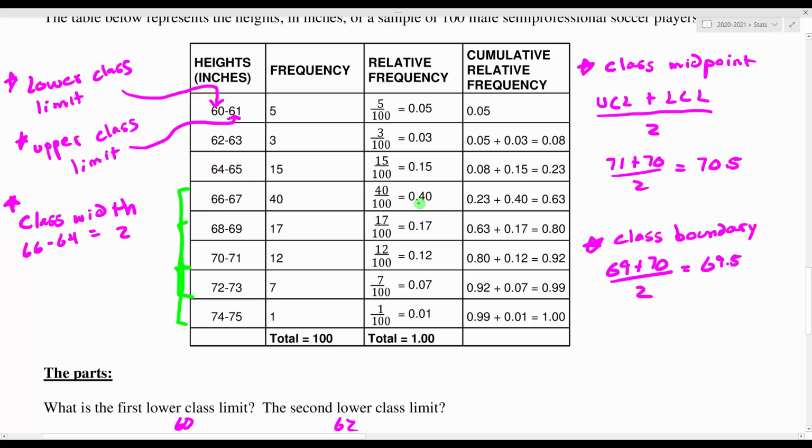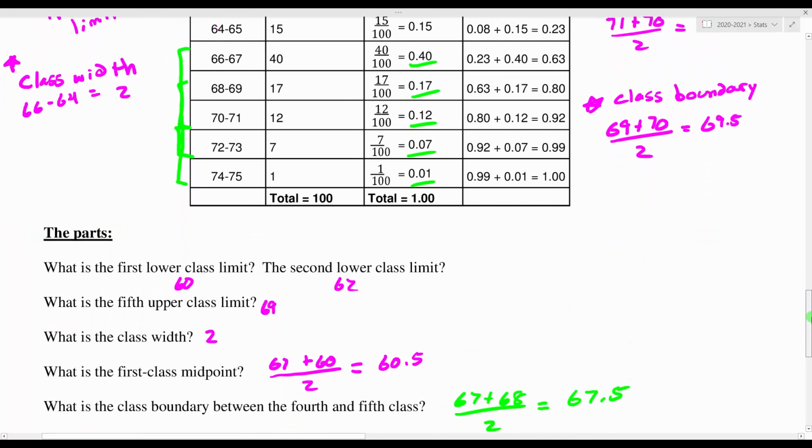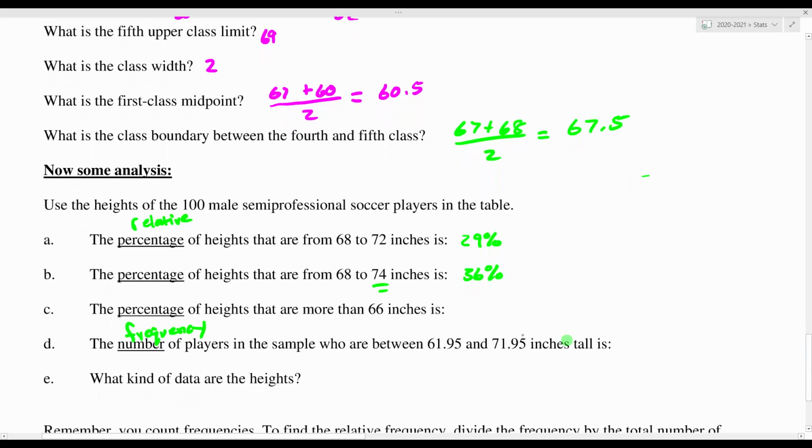So, and since they want a percentage, I'd go through and add up all of the relative frequencies that we have here in this column. So I'd say 40, 17, 12, 7, and 1. So I'd add all of those up. And I believe if you do that correctly, you should get 77%. So we can say 77% of our sample, right, of our soccer players that we sampled had a height that was more than 66 inches tall.